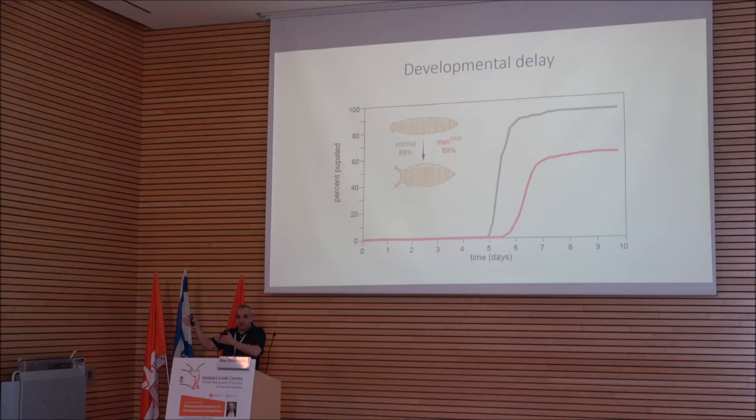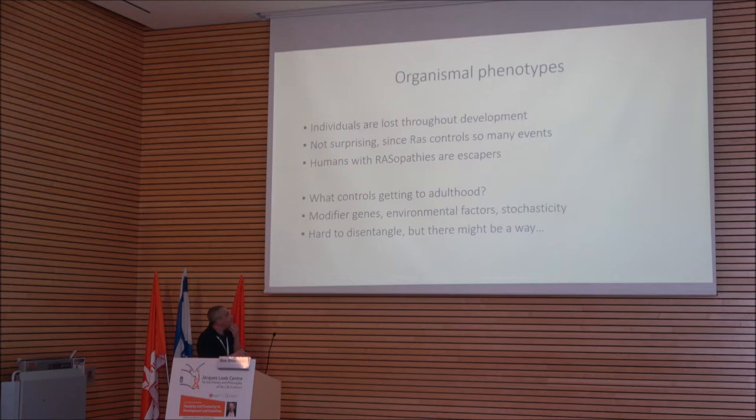Okay. So these are the organismal phenotypes. What do we see? We see that individuals are lost throughout development. So this is not surprising at all, because this pathway is involved in so many steps of embryonic development, right? If you look at FGF, it does neuronal patterning, limb growth, axis elongation in vertebrates, and the same story in all organisms that we study. So this is not surprising. So what does this mean? It means that humans that we see in the clinic are what geneticists call escapers. So these are the ones that managed to go through development unscathed.